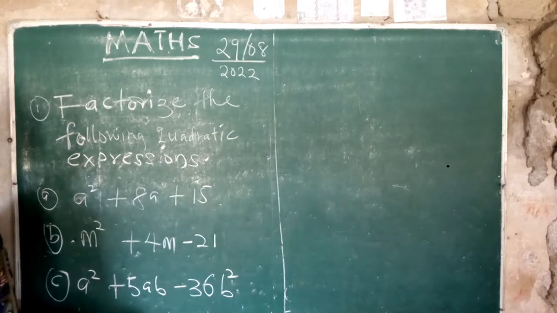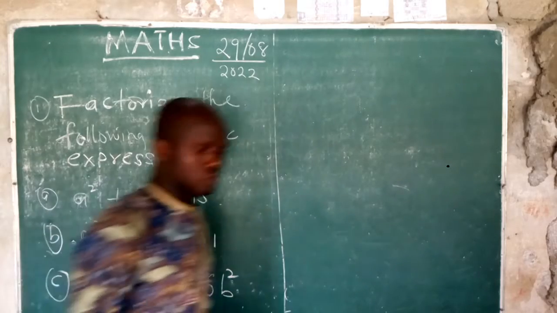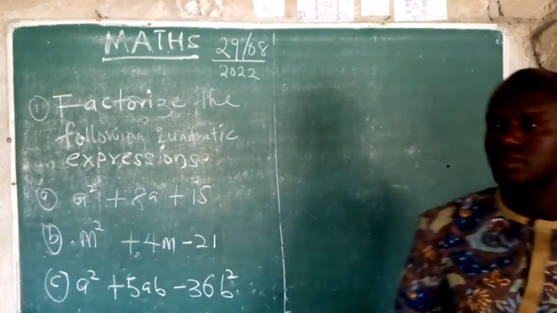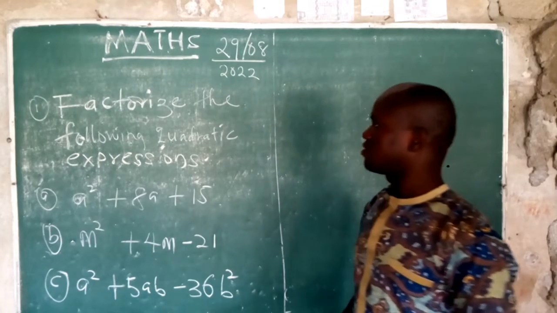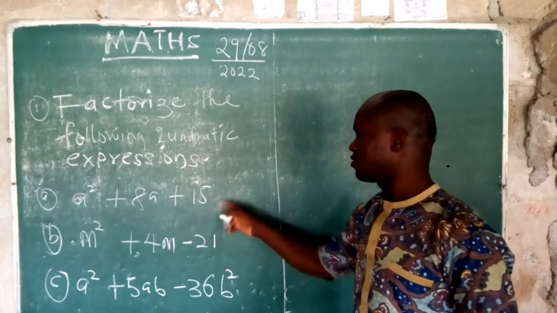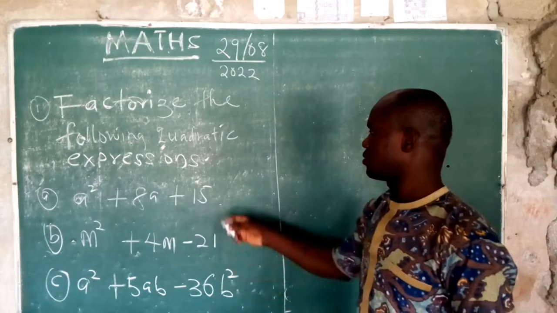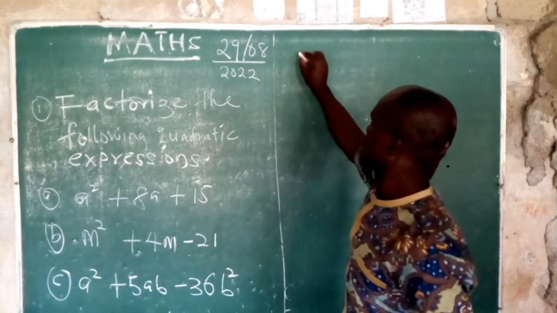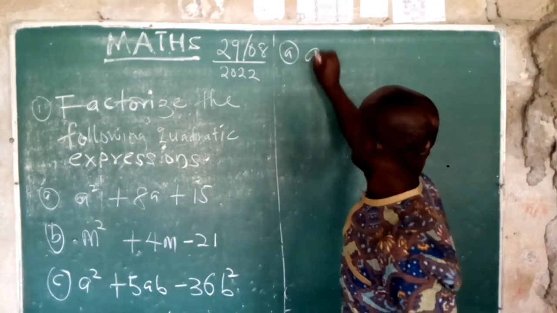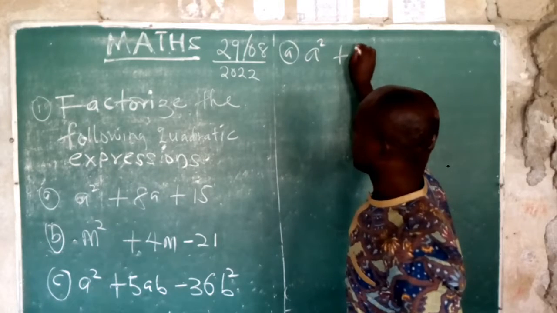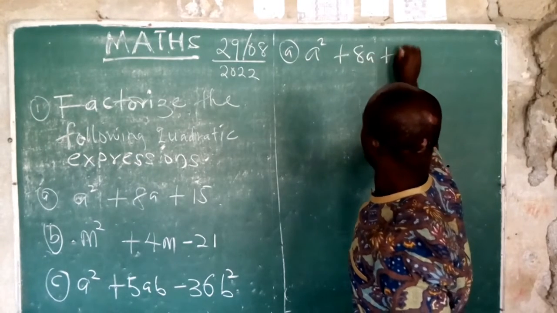Okay, so in this video we shall be factorizing quadratic expressions. The first one says a squared plus 8a plus 15, right? So how to do this one is we have a squared plus 8a plus 15.